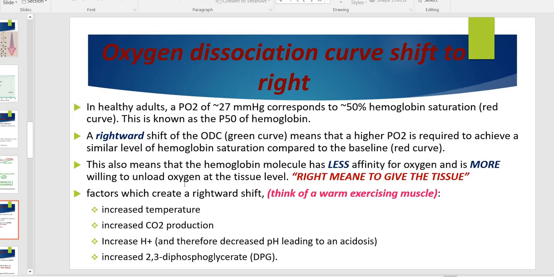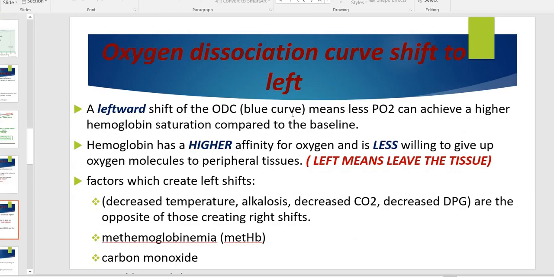Again, what are the factors? Increased temperature, increased carbon dioxide, hydrogen ions, 2,3-diphosphoglycerate. The left shift means that to reach the P50 we need less pressure of oxygen. This means that the oxygen will not leave the hemoglobin easily to the tissue. Factors are the contrast: low temperature, alkalosis, decreased carbon dioxide, decreased hydrogen ions, decreased 2,3-diphosphoglycerate, and extra factors, methemoglobin and carbon monoxide.